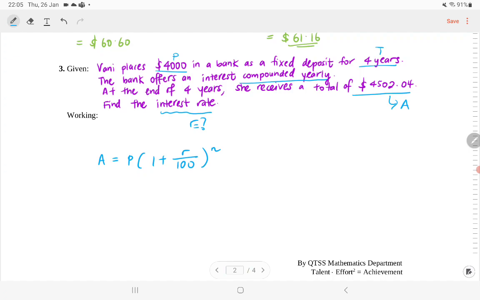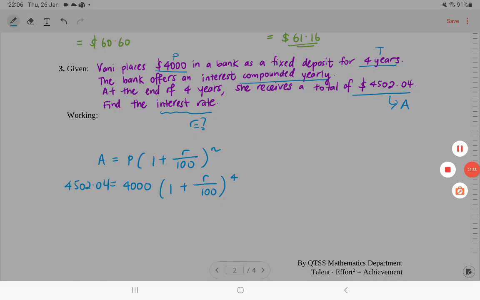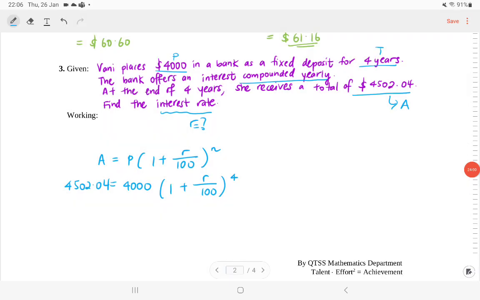Principal amount times 1 plus R over 100 to the power of n. Now your principal amount is what? $4,000. Your interest rate is what I need to find out, so I leave it R over 100. And n is actually 4 years, right? And I also have the information for A. So plugging in all these values is just algebra.